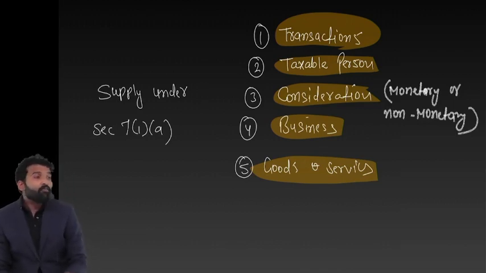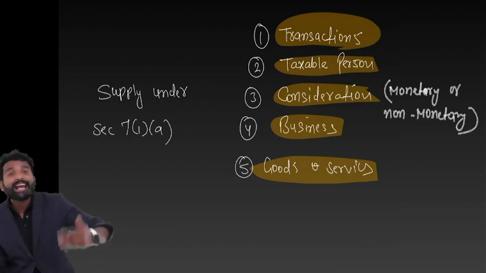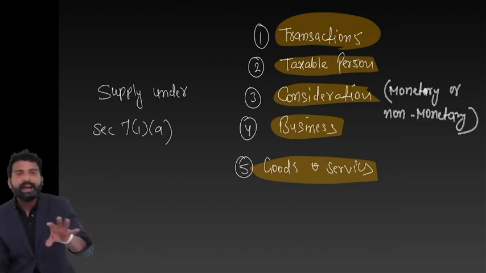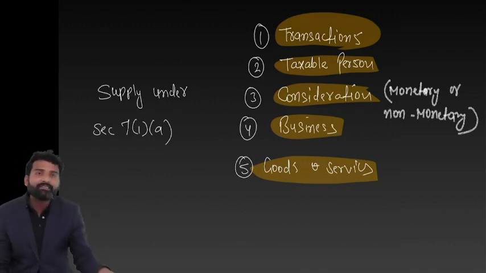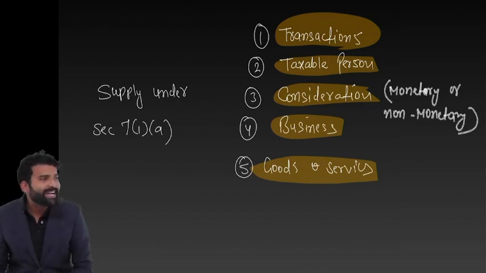If even one of the conditions is not fulfilled, it is not a supply under section 7.1A. So if the transaction is not covered in the transactions that we are going to discuss right now, then it is not a supply. If the transaction is done by a person who is not a taxable person, then it is not a supply. If it is without consideration, then we may have to look at Schedule 1. But if it is not covered in Schedule 1, if it is not covered in 7.1A, then of course it is not a supply. If it is not a business, then it is not a supply, and the transaction should be of goods and services. Is it clear to everyone?